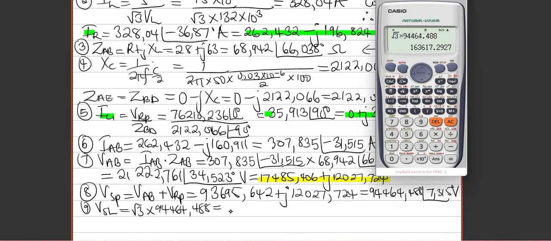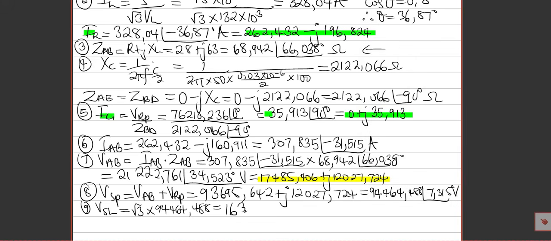You can convert this answer to kilo. In kilo, it's going to be 163 comma 612 kilovolts.